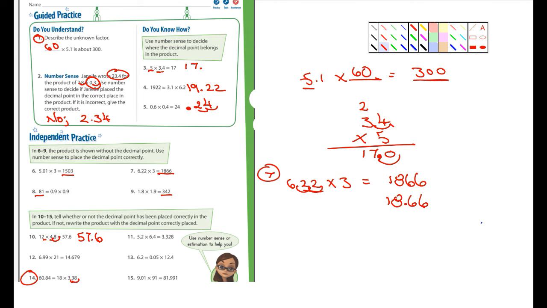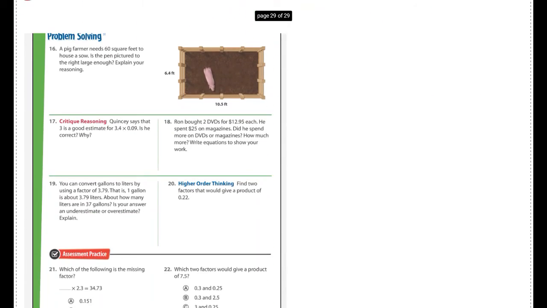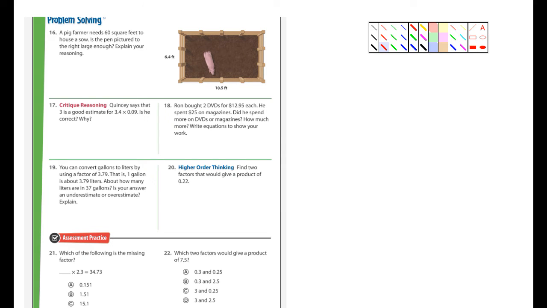Number 17, critique reasoning. Quincy says that 3 is a good estimate for 3.4 times 0.09. Is he correct? Why not? Well, you might say to yourself, 0.09 is really close to 1, but it's not. It's close to 0.1, but 0.1 is only 1/10 of 1. So Quincy should have had a second cup of coffee. He's wrong. The answer is no.